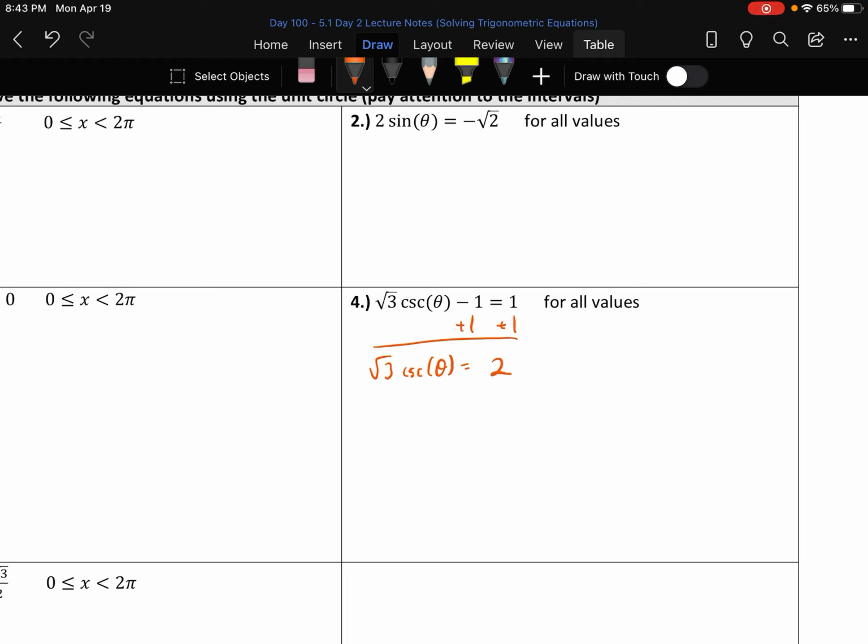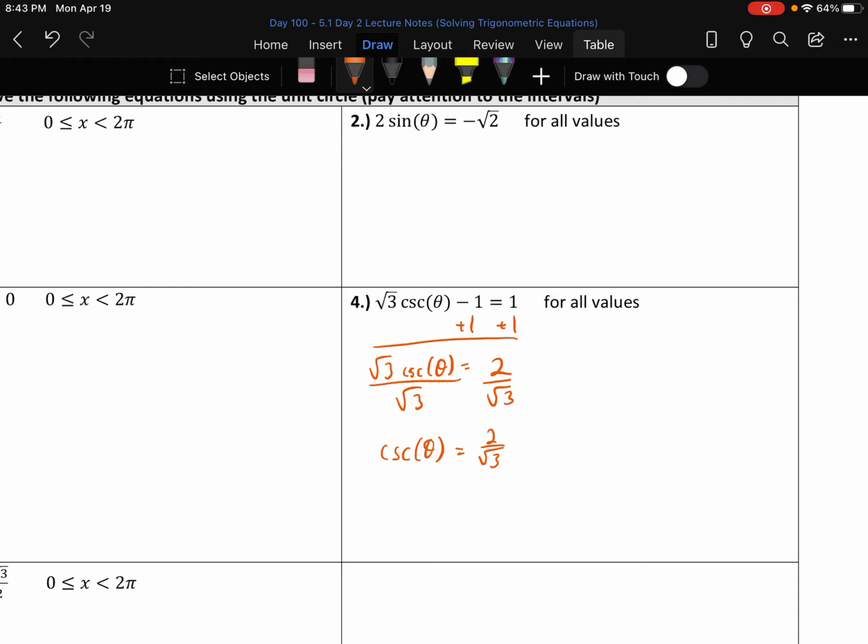Okay, that wasn't too bad. But we have another step here because we do have that square root of 3. In order to get rid of that square root of 3, to undo multiplication, we divide. So we're going to divide both sides of this equation by the square root of 3. We end up with cosecant of theta is equal to 2 over the square root of 3, because the square root of 3's cancel out on the left side.